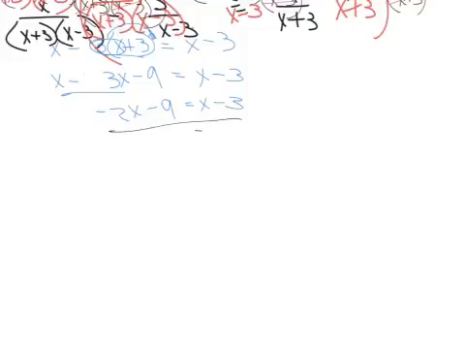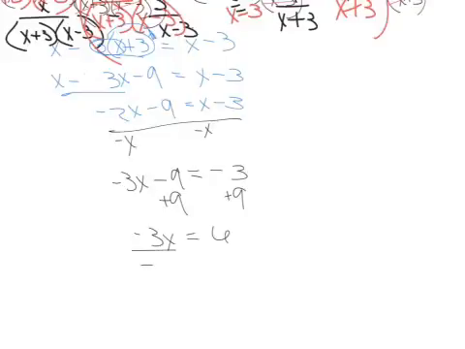Alright, let's see. I'm going to subtract x from both sides. So I've got negative 3x, add 9, divide by negative 3, and x equals 2. And that's what I get for an answer.